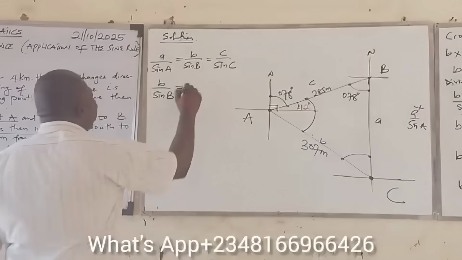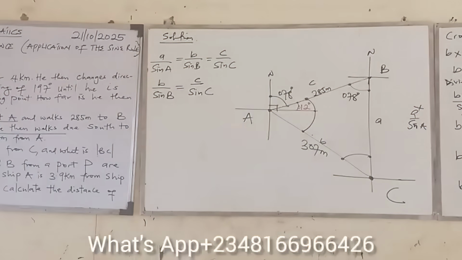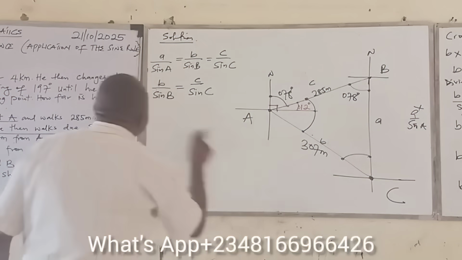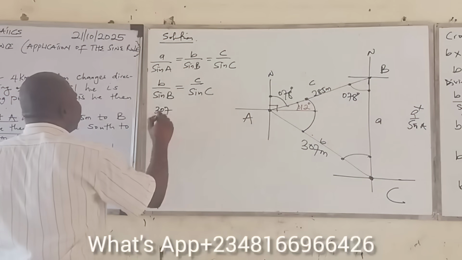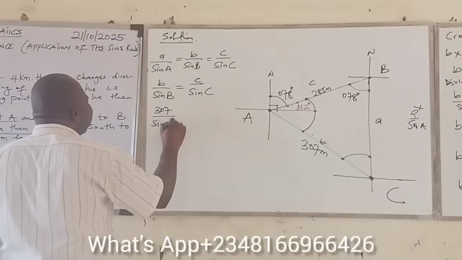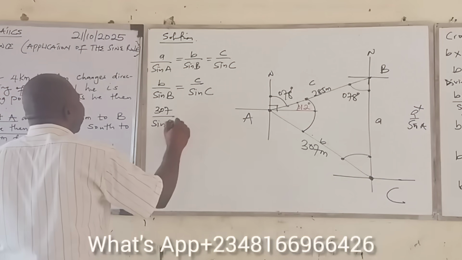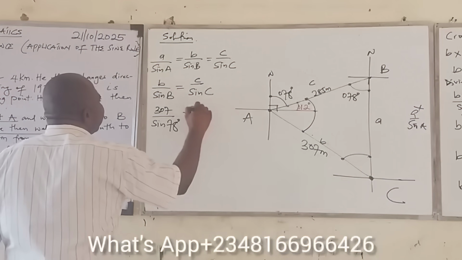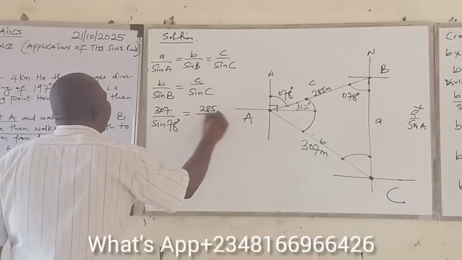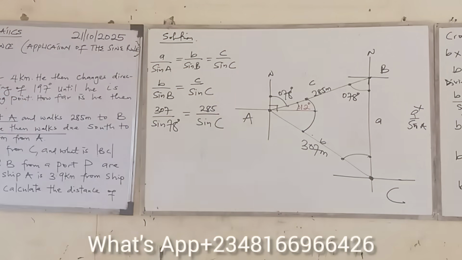So it means here we have c all over sine big C. Now the value of our b is 307 all over sine big B. Yes, big B is 78 degrees. Now it's equal to c. c is 285 all over sine big C.